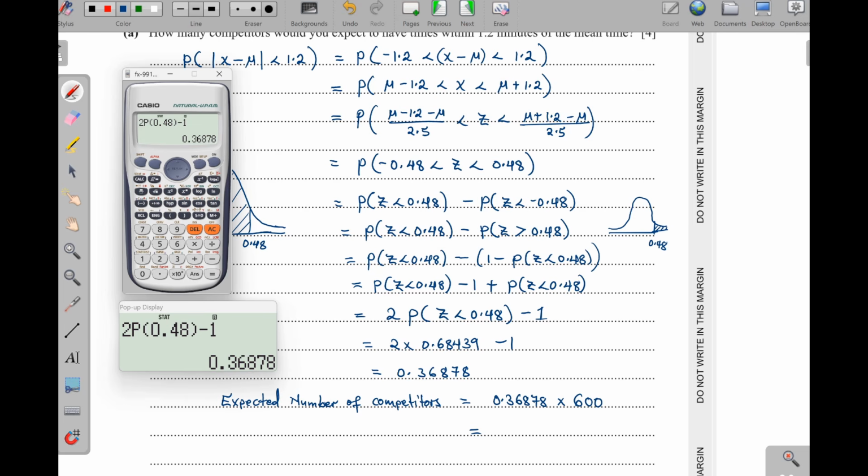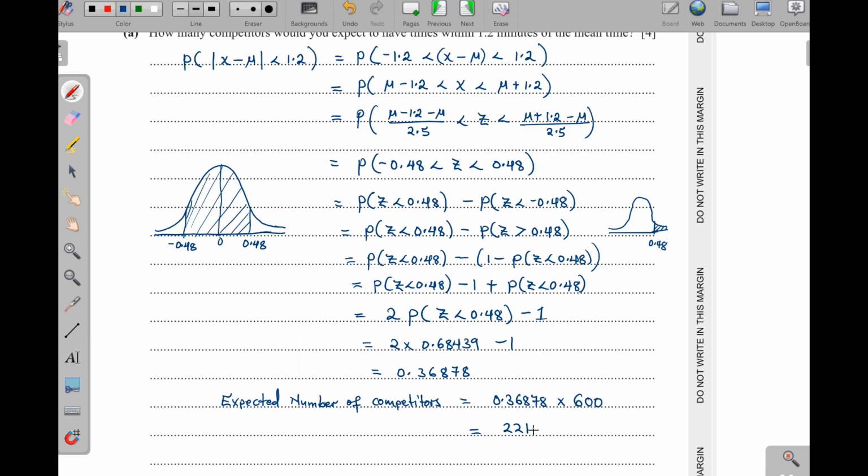So what do we get here? The answer we have here, then times 600. We get 221.268. So either you can write your answer as 221 or 222, because you don't have a 0.268 as a competitor. A person is whole, okay? But the most appropriate one would be what? The smaller one, which is 221. But in the exam, please don't write 221 or 222. No, just write one answer. Any of them is correct.